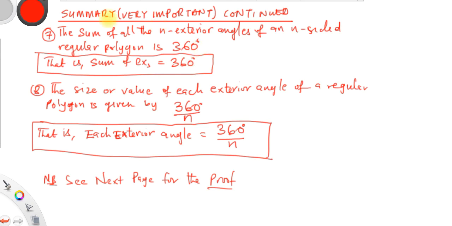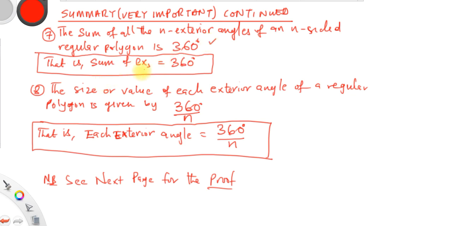Okay, so number 7. In the previous lesson, number 6, we said that the sum of the interior angles of a regular polygon is n minus 2 times 180, and each of them is n minus 2 times 180 divided by n. Here we are saying that the sum of all the exterior angles of an n-sided regular polygon is 360 degrees, as we illustrated in the previous video.